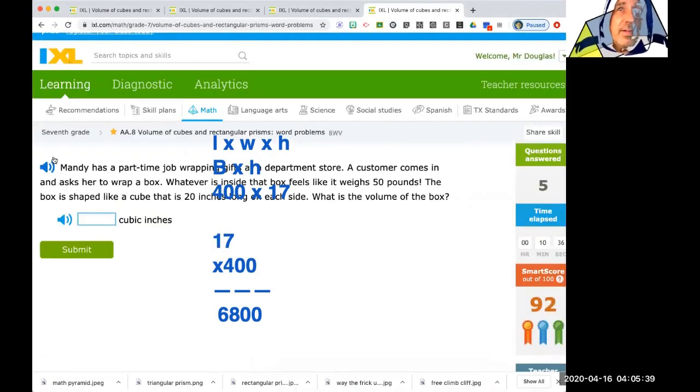All right, so that's it for the volume of rectangular prisms, which did include cubes. And we're going to go on to volume 2. Go check it out, y'all. It's going to have pyramids. Let me stop the share.